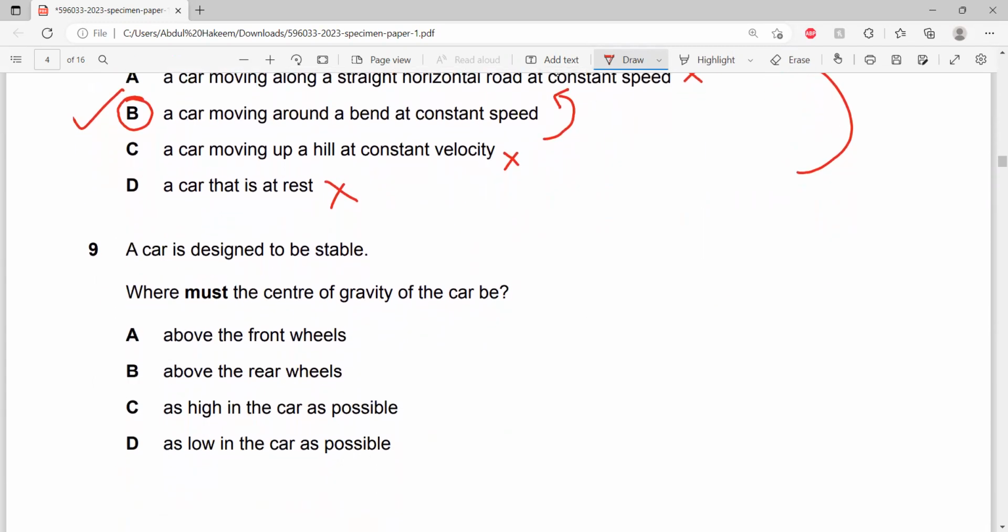Number 9. A car is designed to be stable. Where must the center of gravity of the car be? Definitely at the lowest position, because stability depends on 2 factors: lower the center of gravity and wider the base area. So above the front wheel, no. Above the rear wheel, no. High in the car as possible, no. As low in the car as possible. So this is the answer, because a lower height of the center of gravity will give you more stability.